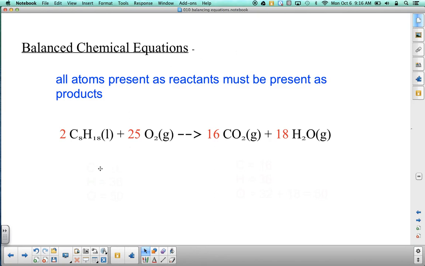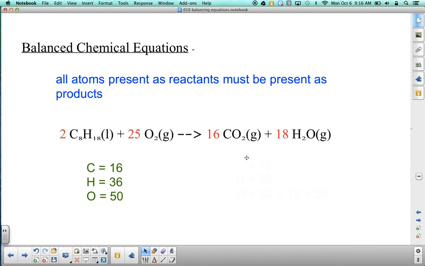Looking on the reactant side of the equation, you can see that the process started with 16 carbon atoms, 8 atoms present in each of 2 octane molecules, 36 hydrogen atoms, 18 of them present in each of 2 octane molecules, and 25 oxygen molecules with 2 oxygens each gives us 50 oxygen atoms in the beginning.